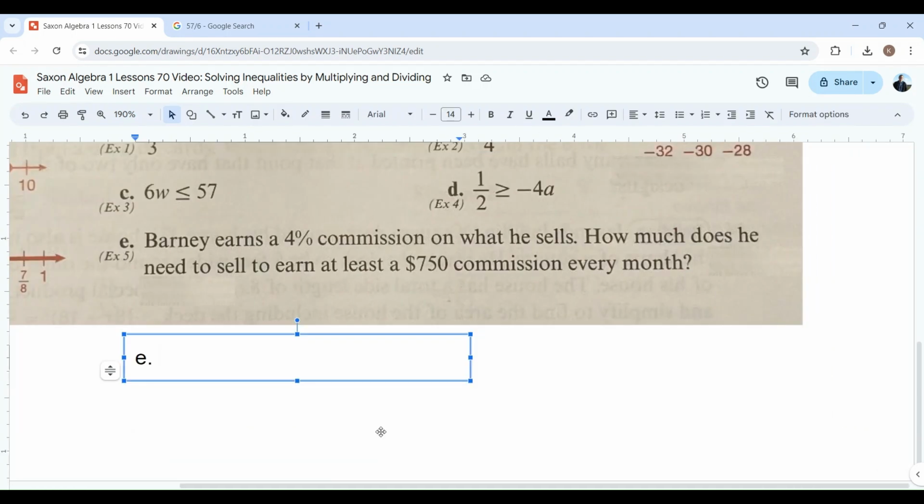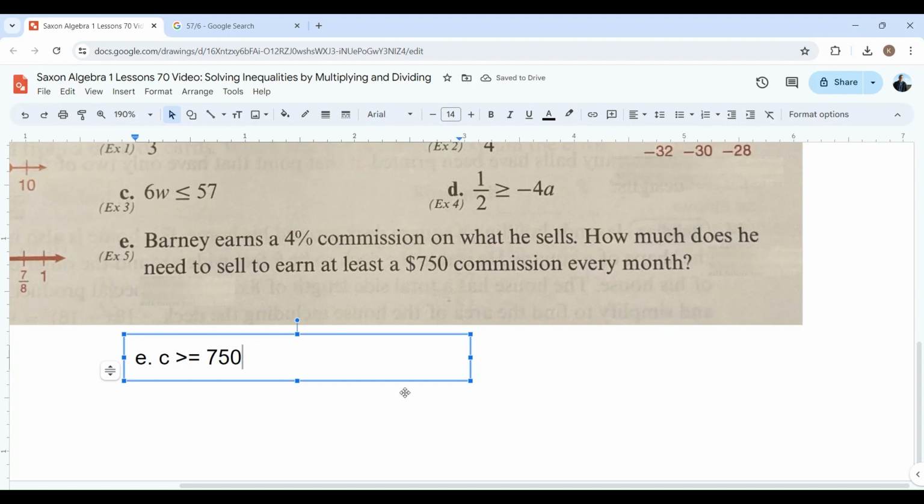This last problem is going to take a little bit of thinking. Barney earns a 4% commission on what he sells. How much does he need to sell to earn at least $750 commission every month? Now, here's how I'm going to do this, in a couple of steps. The first thing I'm going to do is note that we want his commission to be greater than or equal to, I'm just going to use this as my greater than or equal to sign because I'm typing, 750.